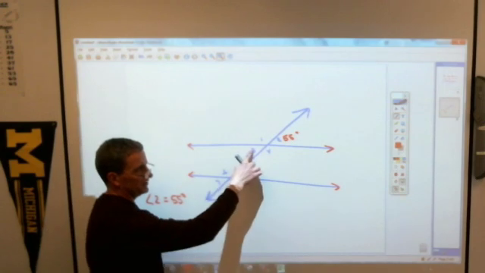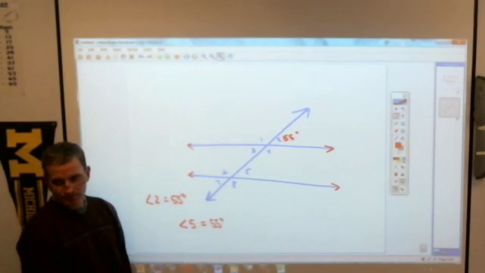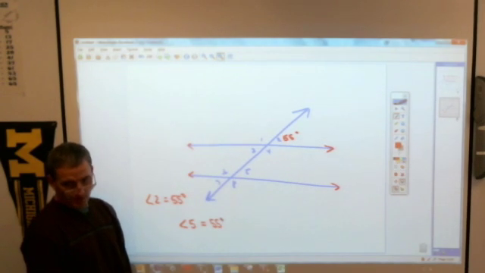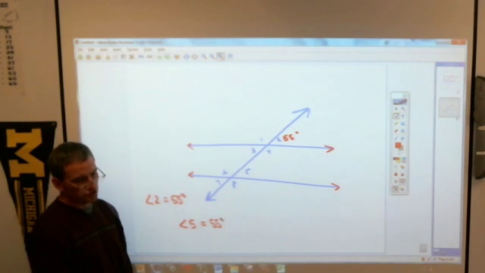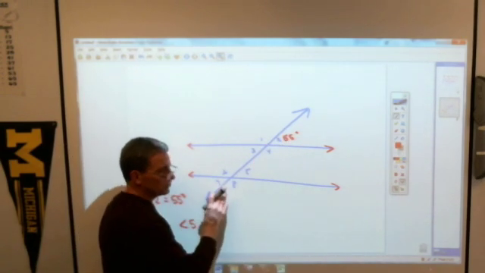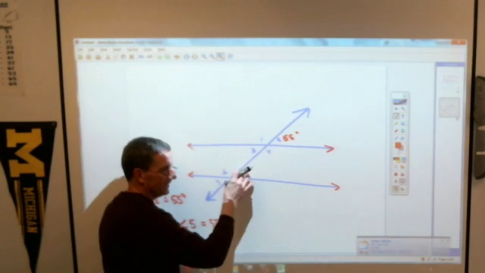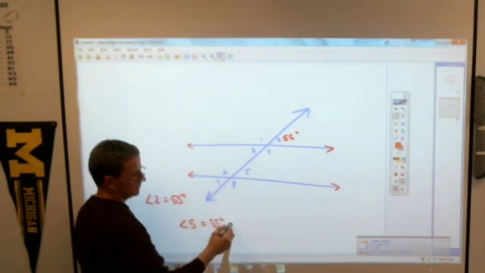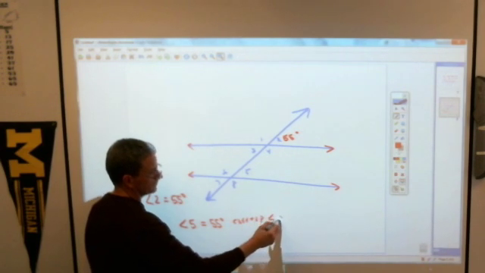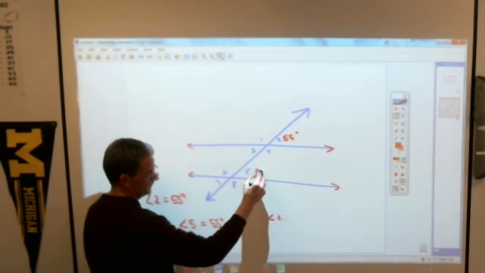Well, unfortunately, angle 3 is opposite of angle 5. Angle 5 is not an opposite angle to angle 2. Because if two parallel lines are cut by a transversal, then corresponding angles are equal. That is it. So you could abbreviate this just to say corresponding angles. So we know this is 55 degrees.